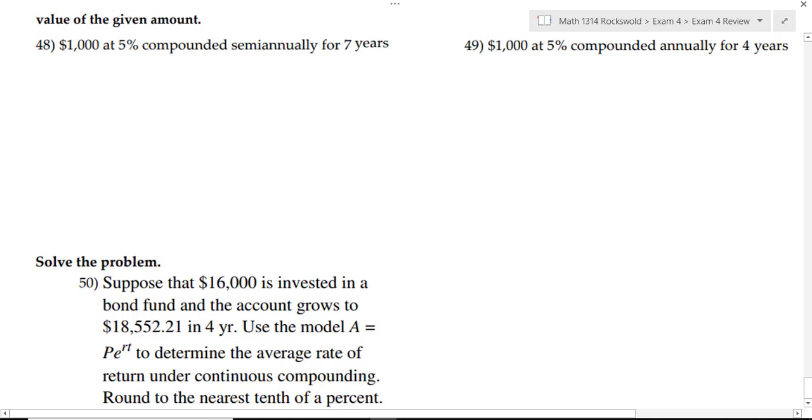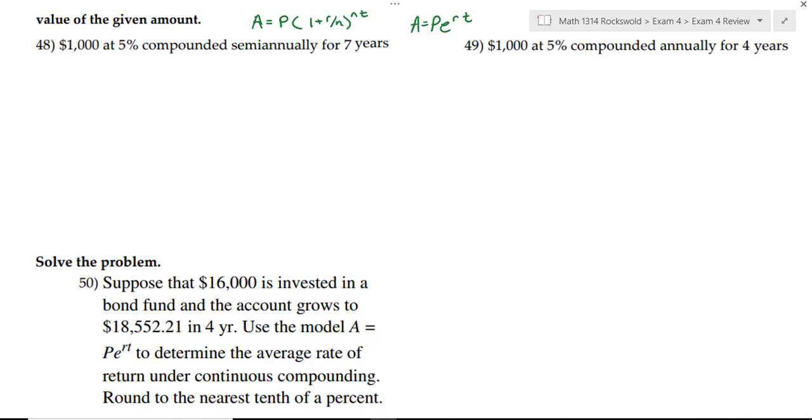The last few problems deal with compounding interest, compounding periodically and compounding continuously. You need to have the compounding interest formula memorized. A is equal to P, where A is the amount that you have at the end of your investment period, P is your principal, times 1 plus r divided by n, raised to the nt, where r is your interest rate written as a decimal, n is the number of times you compound per year, and t is time measured in years. This is for compounding periodically. If we're compounding continuously, we use A equals P e raised to the rt. Those are the two compounding formulas that you need to have memorized.